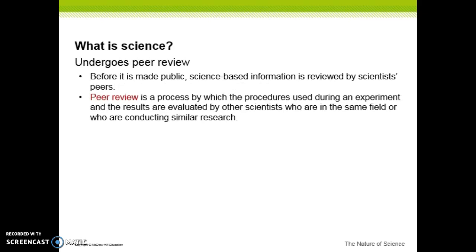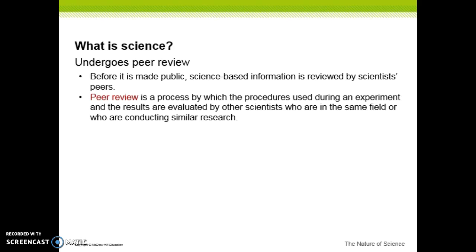Peer review. What is that? Well, you're going to learn about it a lot this year. Before it's made public, science-based information is reviewed by scientists' peers. So other scientists are going to review the information. So the peer review is a process by which the procedures used during an experiment and the results are evaluated by other scientists who are in the same field or who are conducting similar research.